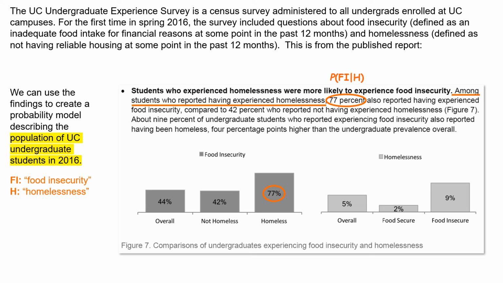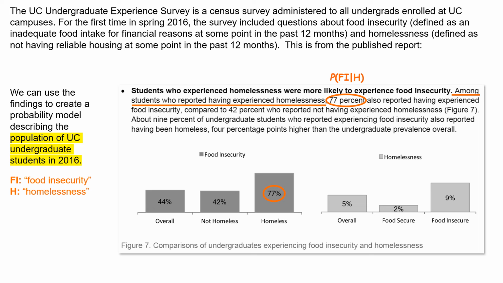77% also reported having experienced food insecurity. That means that in this subset, so given that we are looking at those who have experienced homelessness, the probability of also reporting food insecurity is 77%. Notice that the wording says 77% also reported. This is often confused as indicating that this might be a joint probability of both things. Instead, what it describes is the formula for a conditional probability.